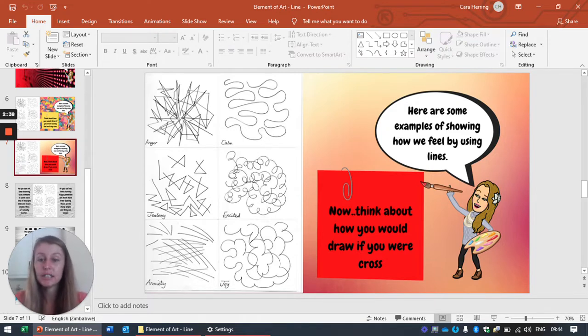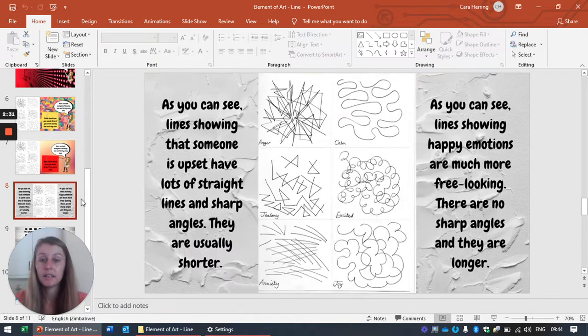So can you see the difference between when someone is in a bad mood as opposed to when someone is in a good mood? As you can see, lines showing that someone is upset have lots of straight lines and sharp angles. They are also usually shorter. Look at all of these lines and check. Then, as you can see, lines showing happy emotions are much more free-looking. There are no sharp angles and they are longer.